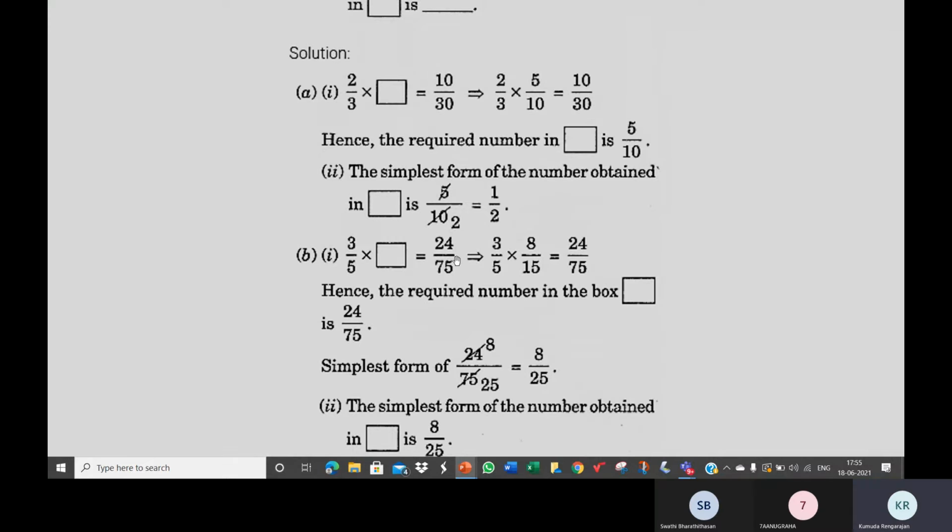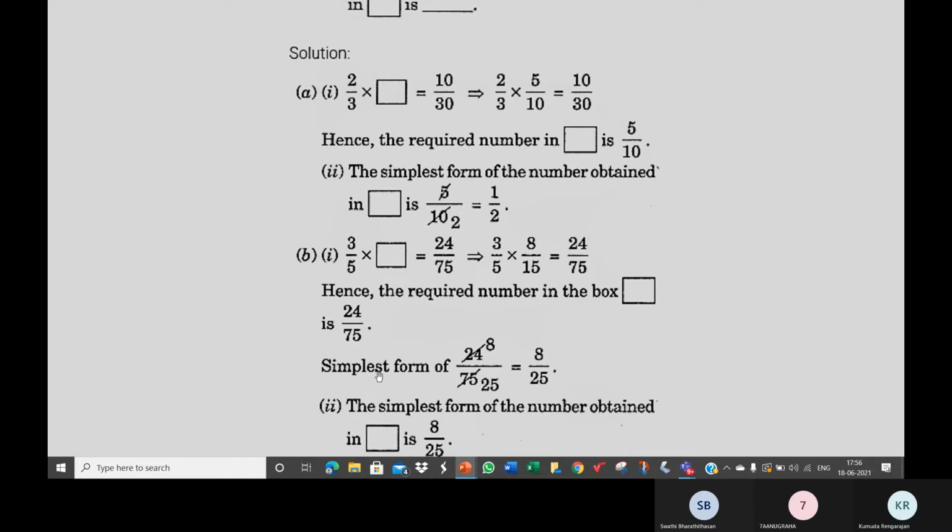Okay, so see here, the required fraction is 8 by 15. So 3 by 5 into 8 by 15 will give us 24 by 75. This is a misprint. It's wrong. Hence the required number in the box is 8 by 15.